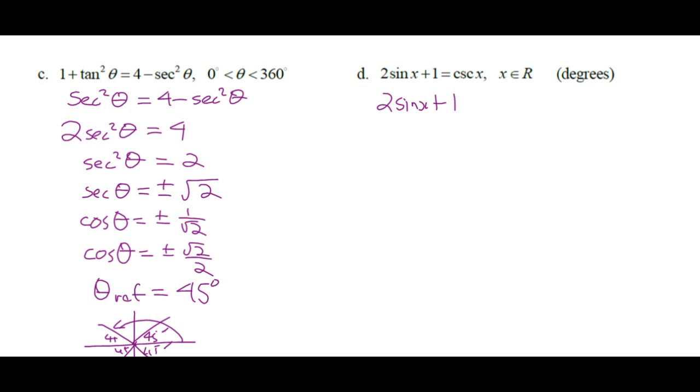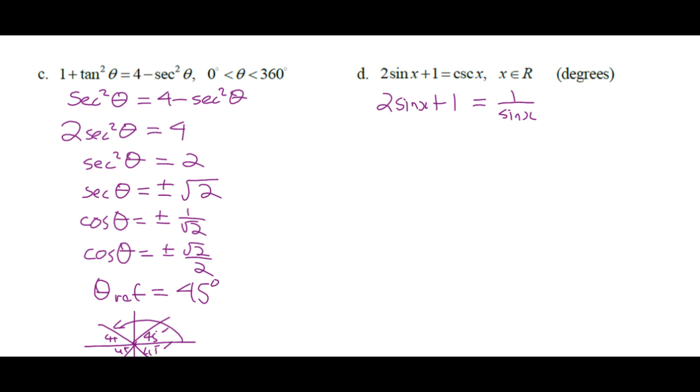Now, you also have to keep in mind restrictions, right? We haven't run into any restrictions yet, but maybe when we solve this, because the act of solving can introduce things. So we know that sine x can't be 0, because then cosecant would be undefined. So we have to keep that in mind: 0, 180, 360 in degrees are not allowable solutions if we get them. So 1 over sine x.